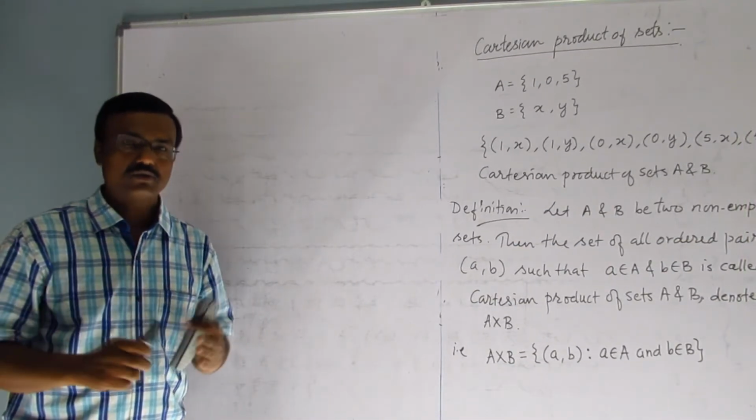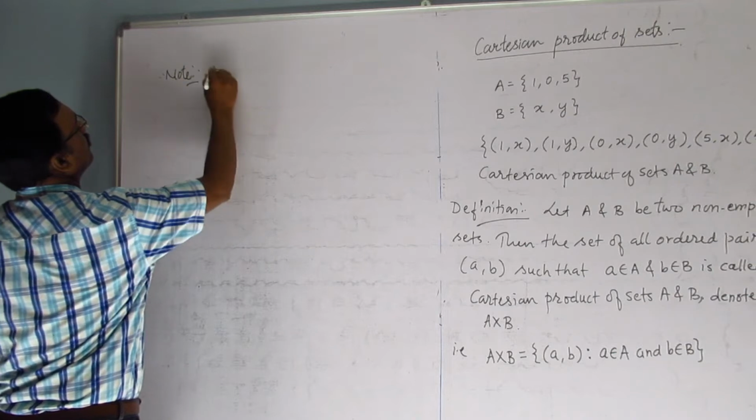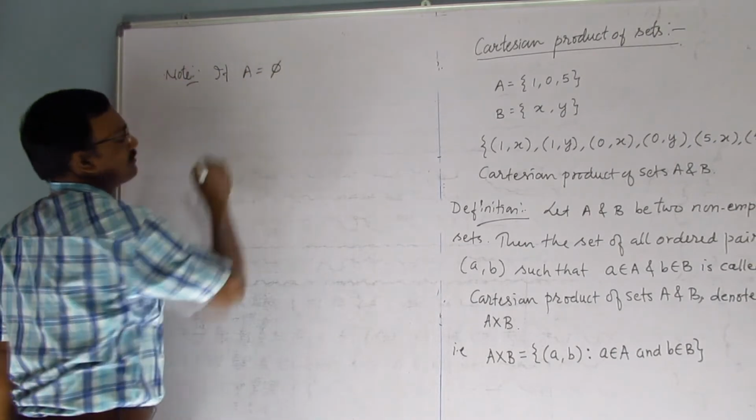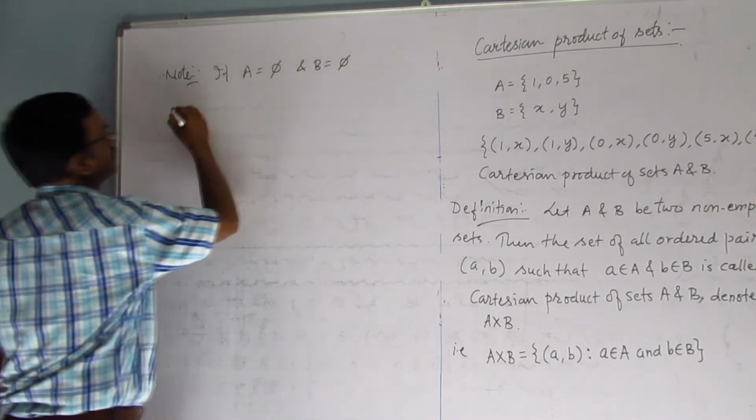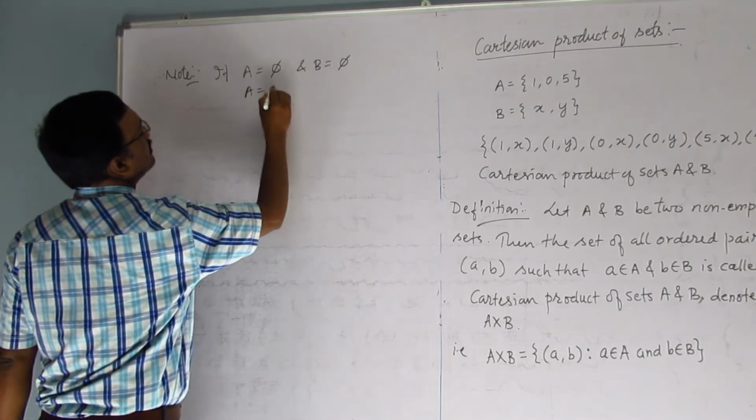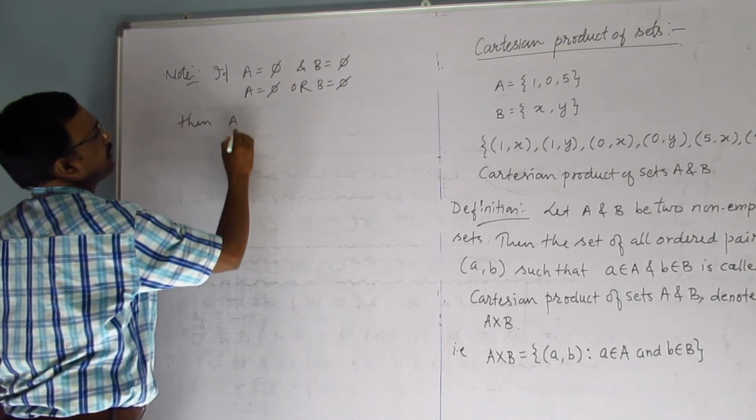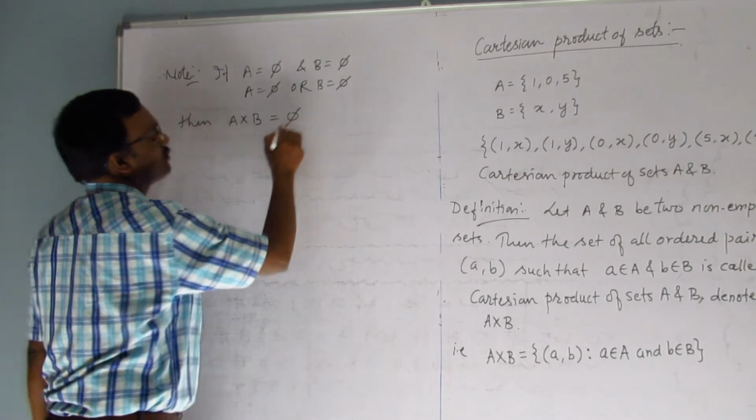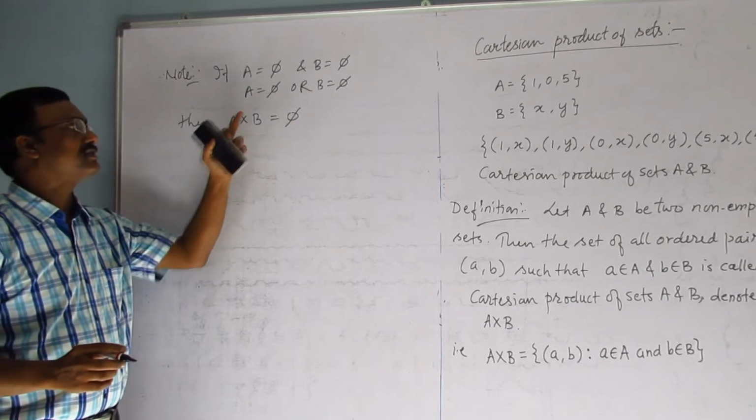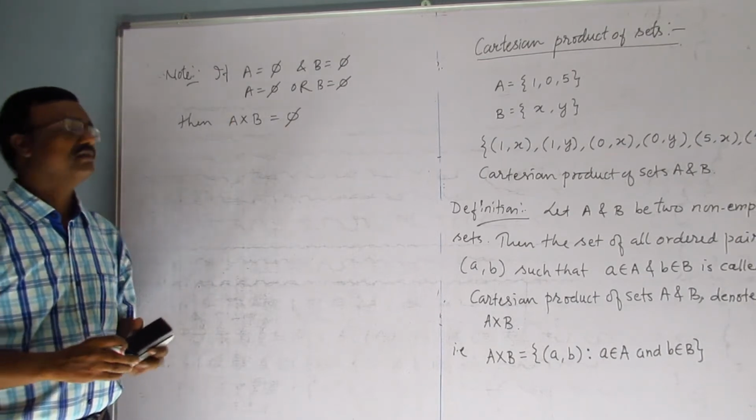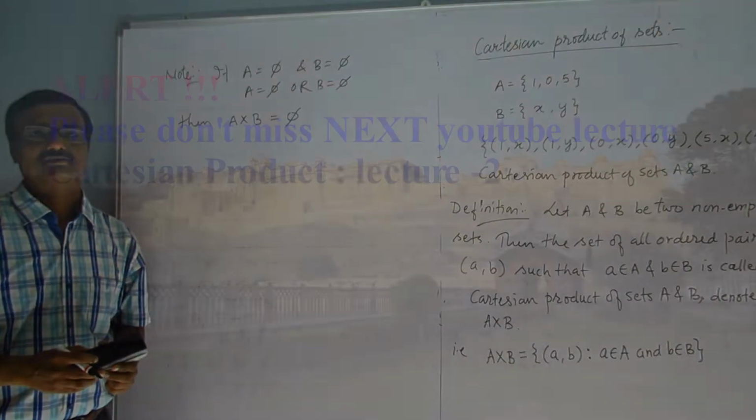Now see one important note on Cartesian product. Note, if the set A is phi, phi means null set, or B is also a null set, then the Cartesian product A cross B is defined to be the null set. If any one or both of the sets A and B are null sets, then their Cartesian product is also a null set. So this is that important note, students.